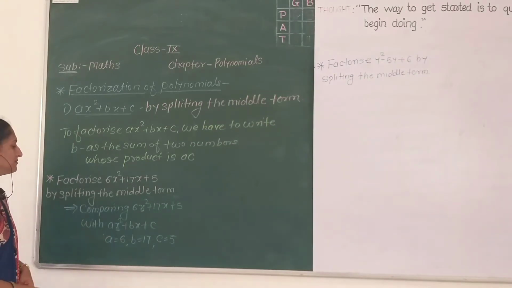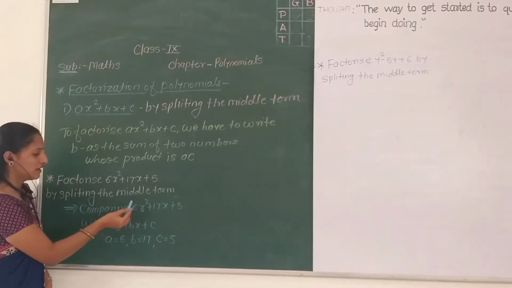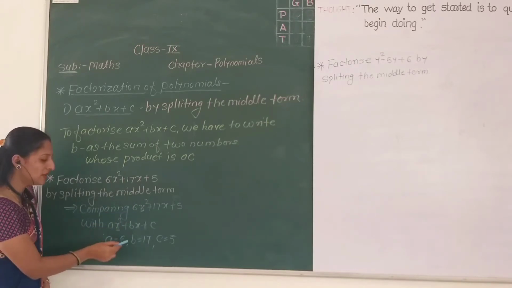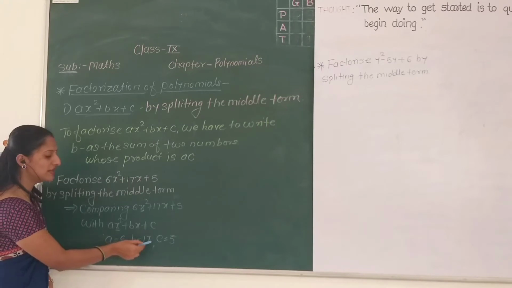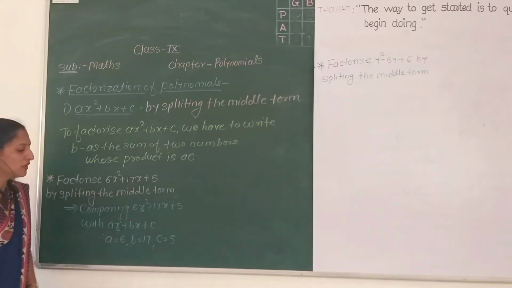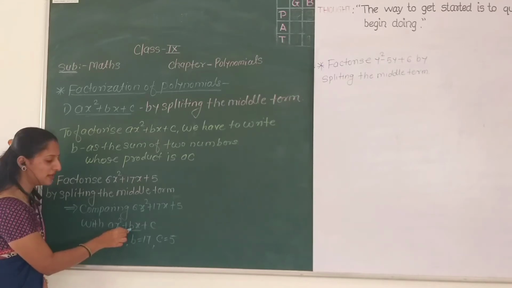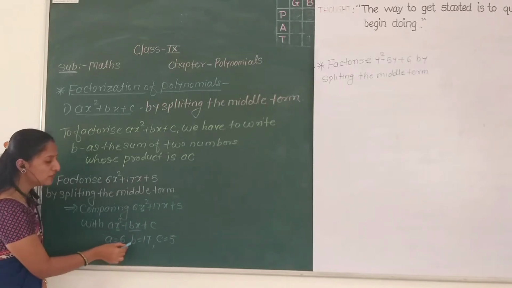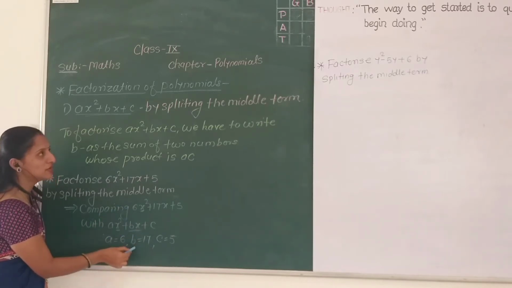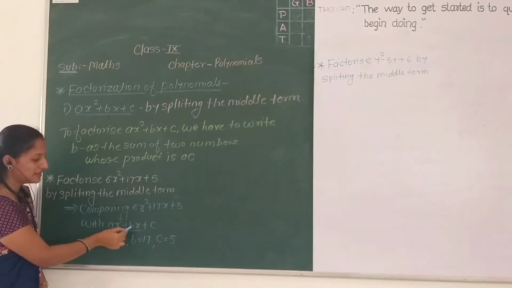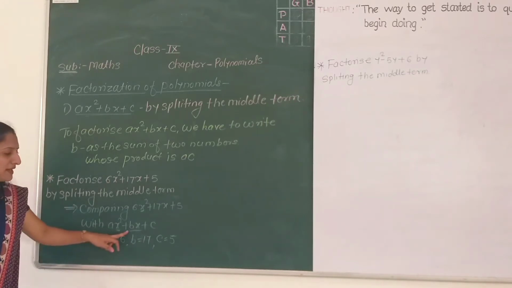So while comparing the coefficients of this quadratic polynomial with the standard form, we get a is equal to 6, b is equal to 17 and c is equal to 5. Now b is the coefficient of the middle term, that is, bx is the middle term and b is its coefficient. So we have to find the factors of this polynomial by splitting the middle term bx.